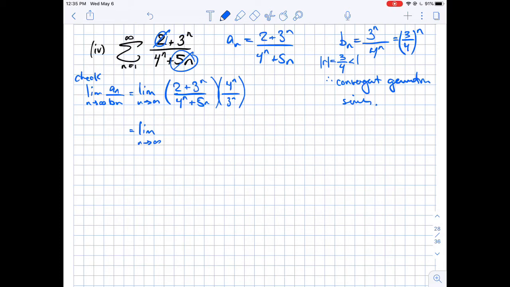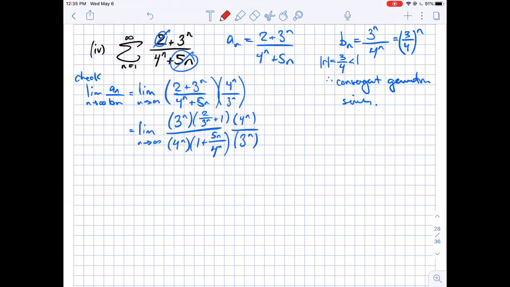From the denominator, I'm going to factor out 4 to the power of n, and that leaves me with 1 plus 5n over 4 to the power of n. And in the numerator, I'm going to factor out 3 to the n, and that leaves me with 2 over 3 to the n plus 1. And I still have here on the side multiplied by 4 to the n divided by 3 to the n.